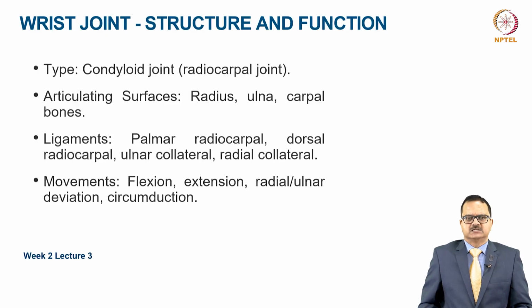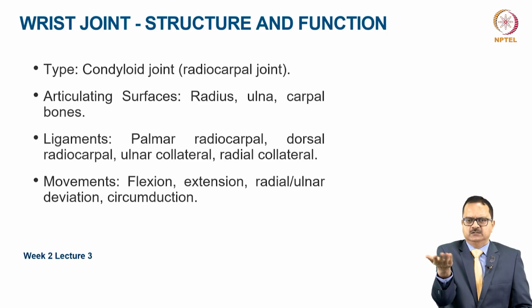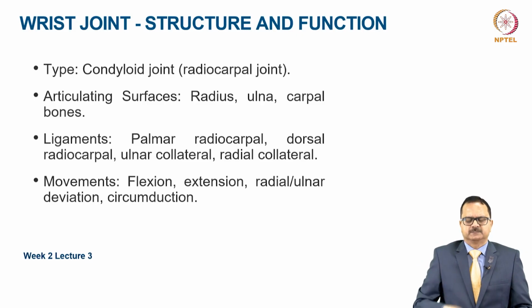The wrist joint. It is a condyloid joint and is also called the radiocarpal joint. The articulating surfaces are the lower end of the radius and the ulna and the carpal bones. The ligaments are the palmar radiocarpal, the dorsal radiocarpal, the ulnar collateral and the radial collateral. Movements at the wrist joint are flexion, extension, radial and ulnar deviation, circumduction. So, flexion, extension, ulnar deviation, radial deviation and circumduction.